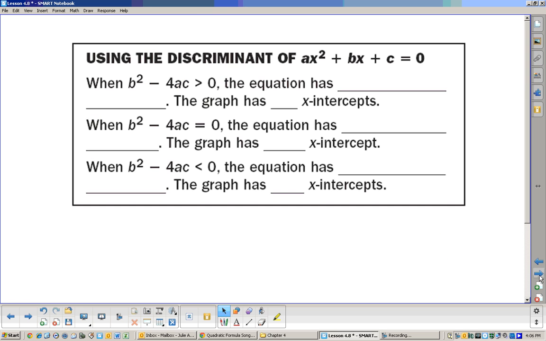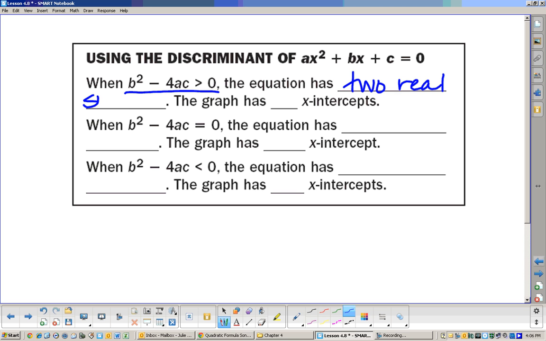So if you take a look at your box on your note guide, let's fill this in. When your discriminant is positive, the equation has 2 real solutions. Positive gives us 2 real solutions. So the graph has to have 2 x-intercepts then. When that discriminant is 0, the equation has 1, but it's still a real solution. And the graph has only 1 x-intercept. It sits right on the graph.